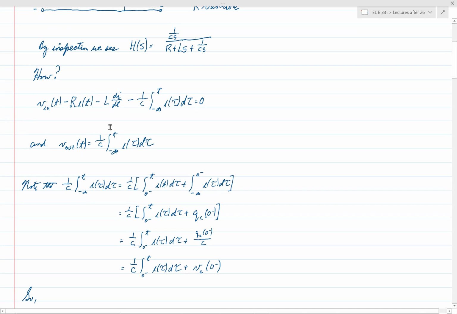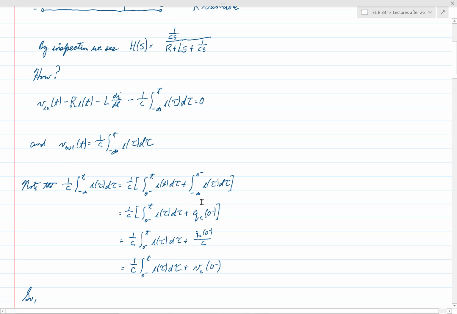Now in both of these equations, the term 1 over C integral from minus infinity to t of I of tau d tau appears, so let's work on that term a little bit and try to simplify it. Well, first of all, we notice that we can break up the integral from negative infinity to t into two integrals, one from 0 minus to t and one from minus infinity to 0 minus.